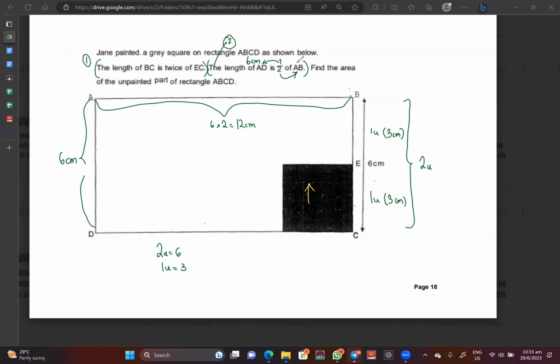How do I go about that? Very simple. The unpainted part is basically whatever that is over here. Let me not paint it, if not, you will get confused. So what I will do is I will find the area of the whole rectangle, minus away the area of the gray square, and that will give me the unpainted part.